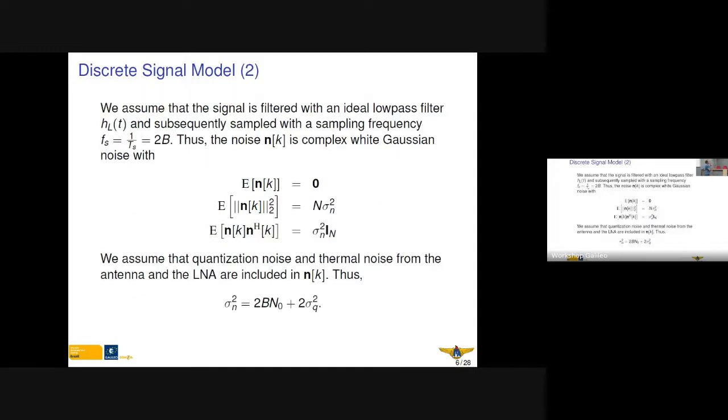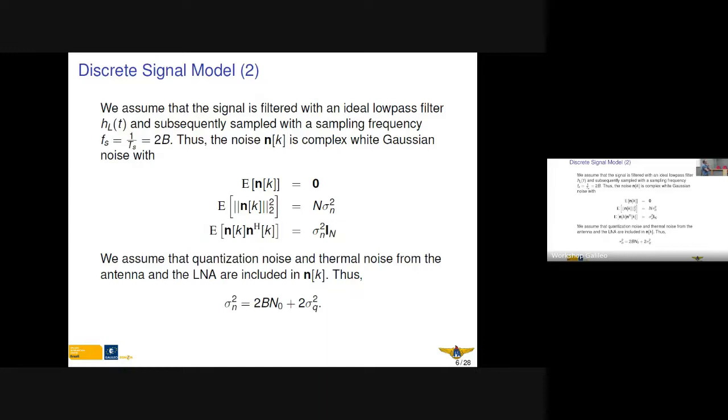Yeah, so we assume that the signal is filtered with an ideal low-pass filter, as we had this also defined in our signal model before, and subsequently sampled with a sampling frequency of 1 over T_s, and this is equivalent to 2B. And the low-pass filter has exactly the bandwidth of B, the one-sided bandwidth of B. Thus, the noise after this filtering and sampling is still complex white Gaussian noise, even though it was filtered, but due to the sampling at exactly the rate of 2B, the sampled version of the noise is uncorrelated in time, and that's why we can still consider complex white Gaussian noise here.